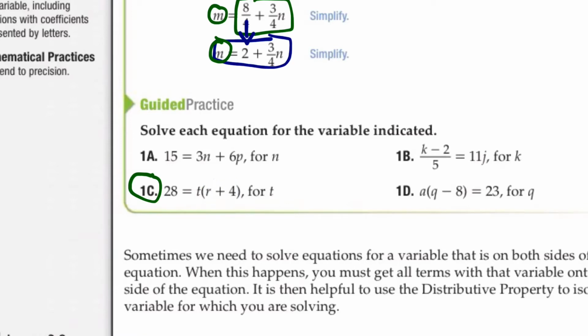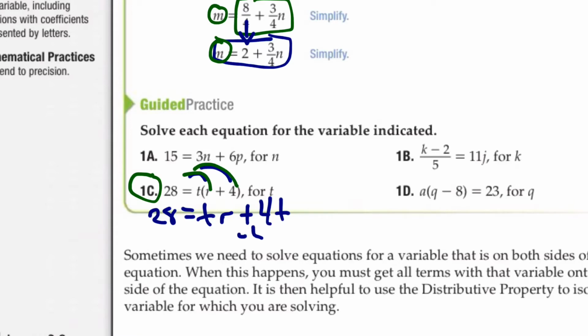So what I'm going to do is distribute it. I don't have to, but I'm going to just do it so you guys can see better. If I distribute, T times R plus 4T, how did I get that? Well, T times R is T times R, and T times 4 is 4T.